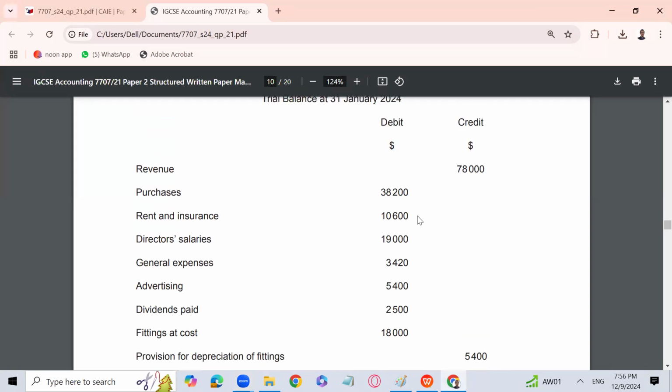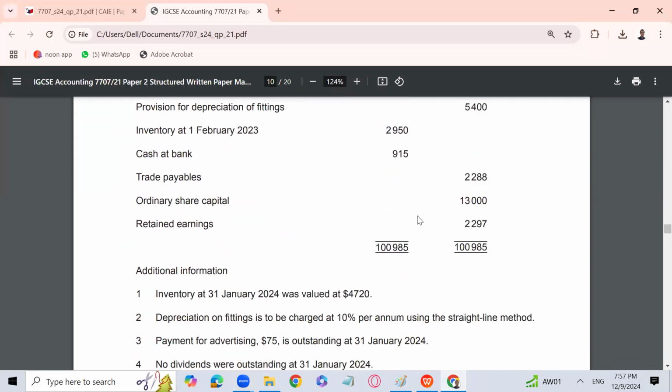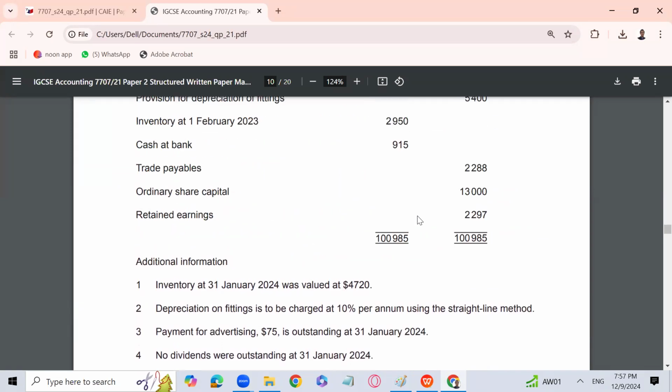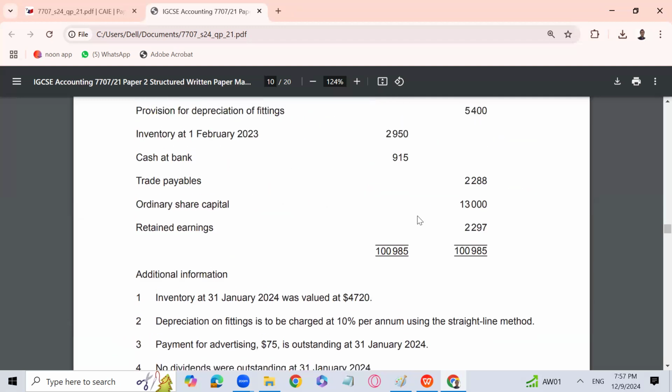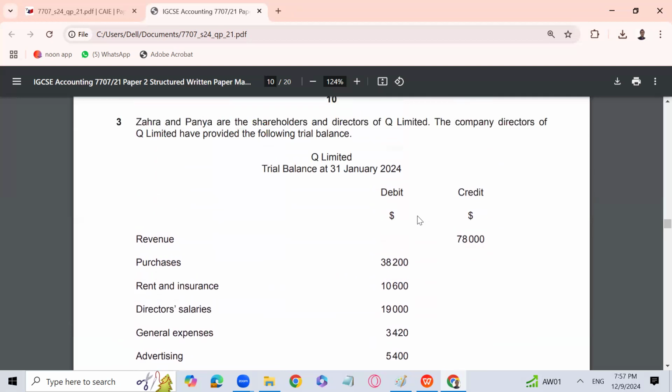So this question from company accounts came in May-June 2024, variant 21, and it includes the preparation of an income statement and the statement of financial position. Please keep calculators with you. The trial balance is given.